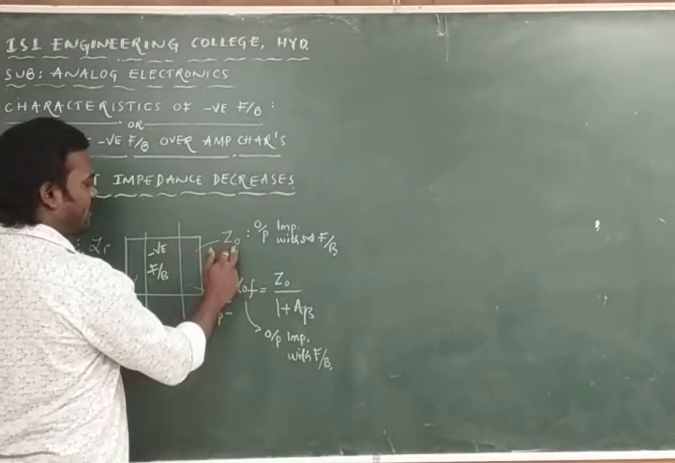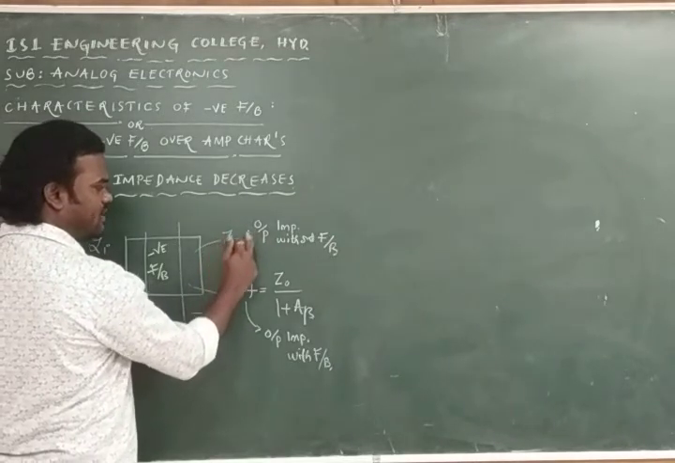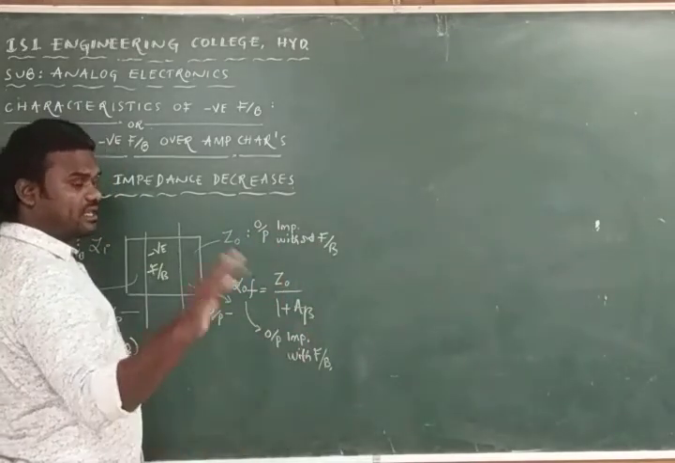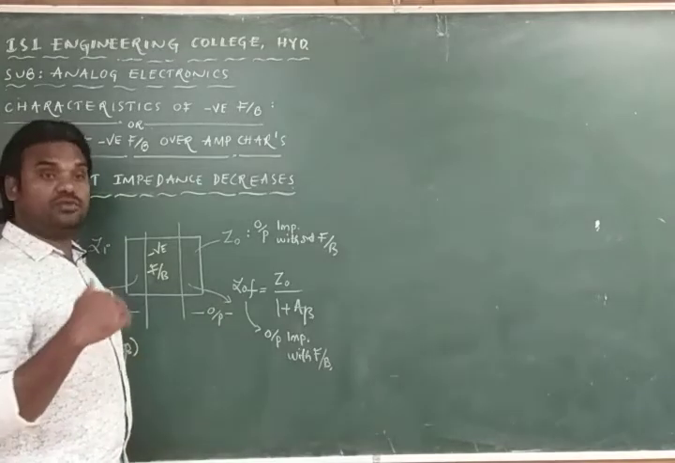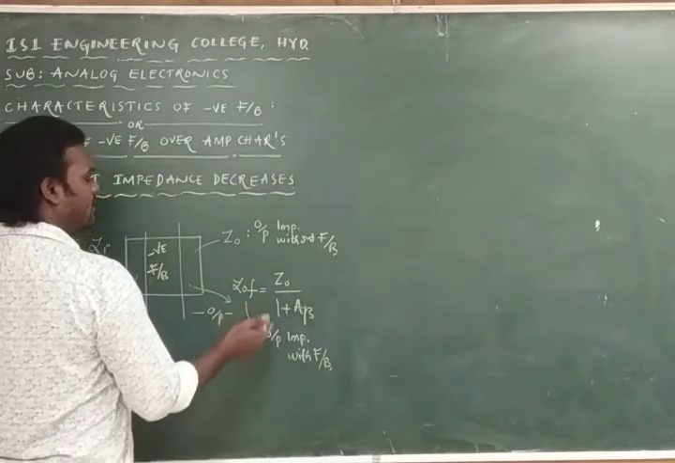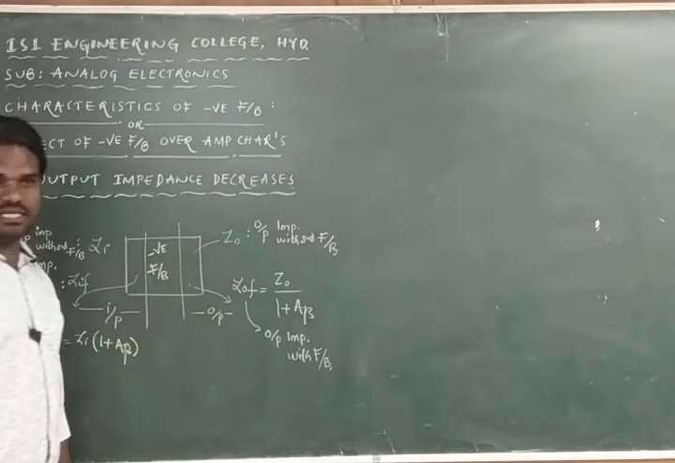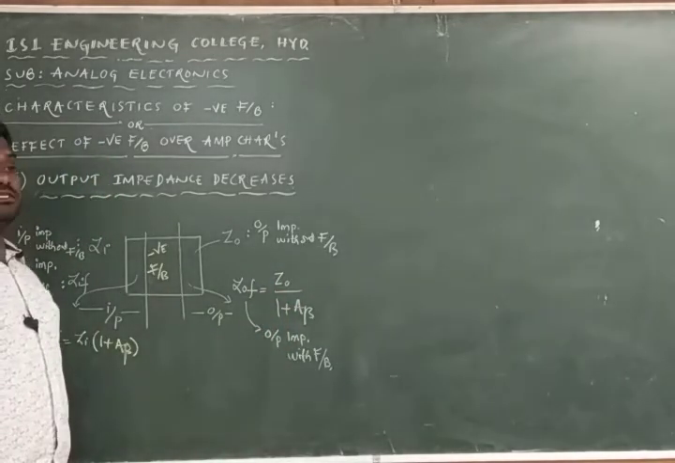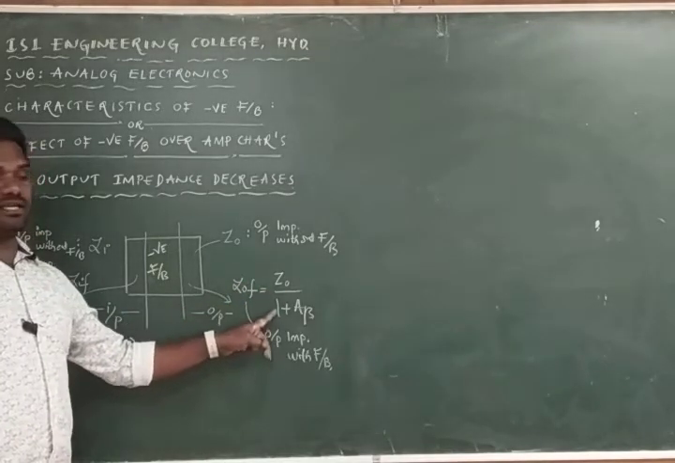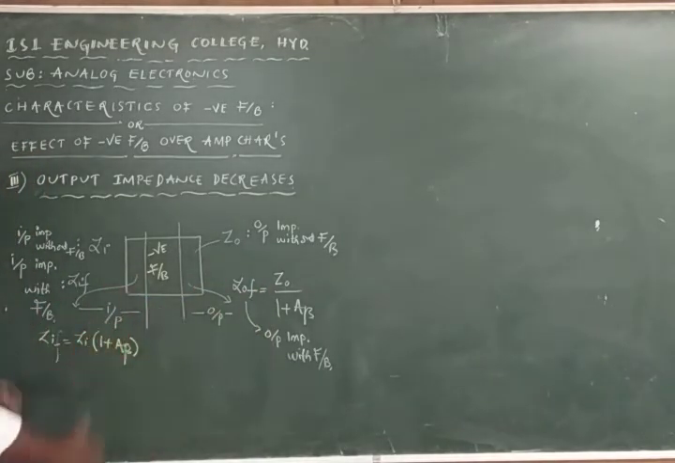Without employing the feedback, the amplifier has the output impedance ZO. Z stands for impedance, O stands for output: output impedance without feedback. By employing the negative feedback, output impedance is again affected, and that is given as ZOF. After employing negative feedback, the output impedance will be ZOF, and ZOF is given by ZO by 1 plus A beta. That means output impedance decreases by a factor of 1 plus A beta.